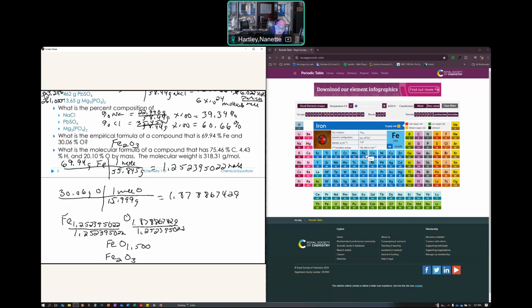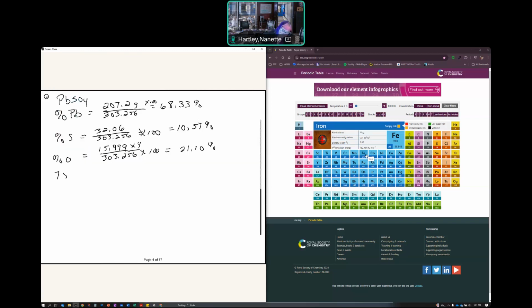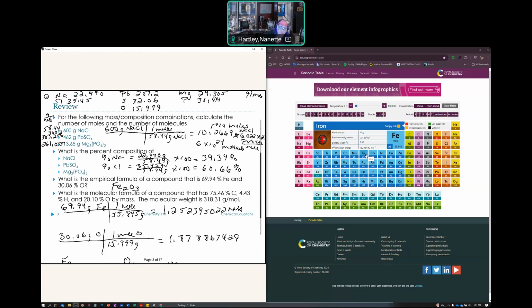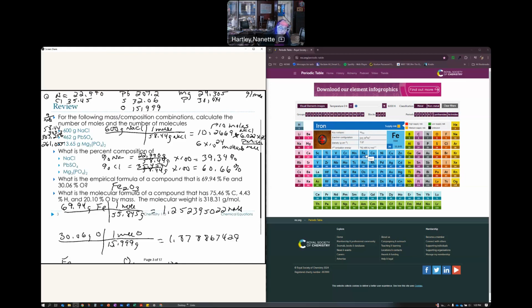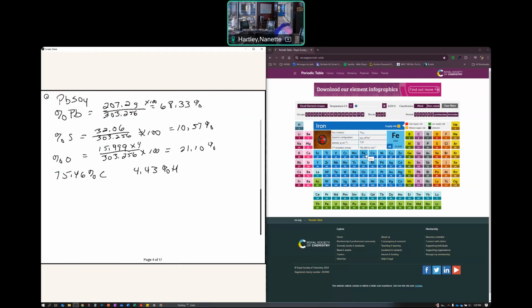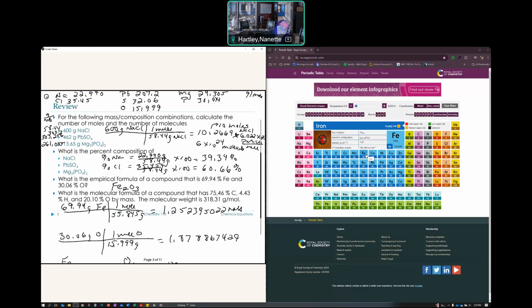Now there's one more percent composition that we've got. And so I see that I have 75.46% C, 4.43% H, and I also have 20.10% O. And there was one other thing it told me, and that was the molecular weight is 318.31.